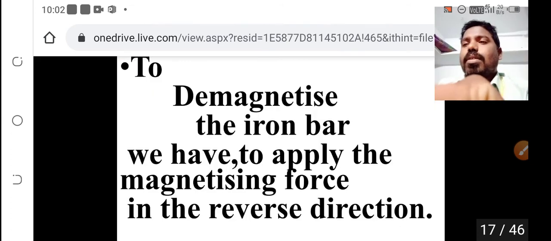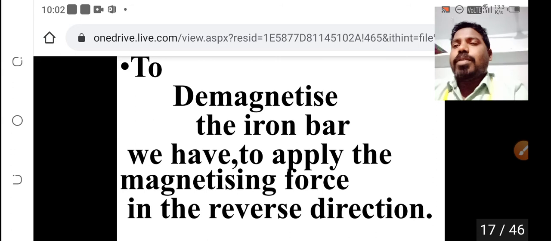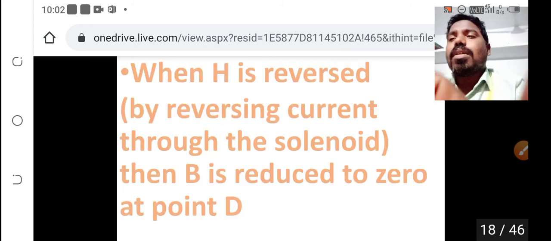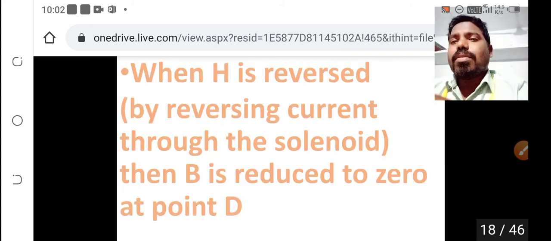Now coming to demagnetization, we are going to do the activity of demagnetization. To demagnetize the iron bar, we have to apply the magnetizing force in the reverse direction. When H is reversed, what happens?